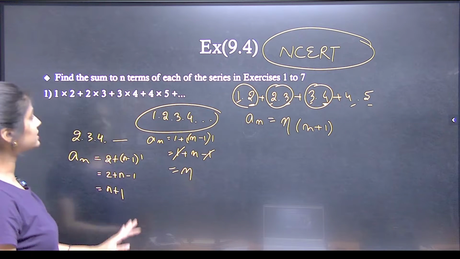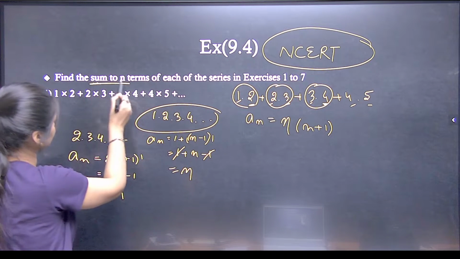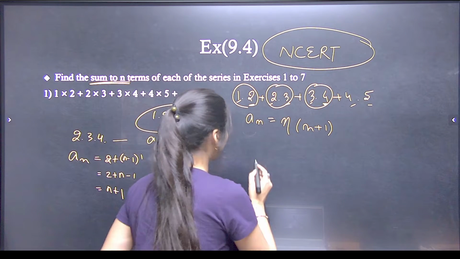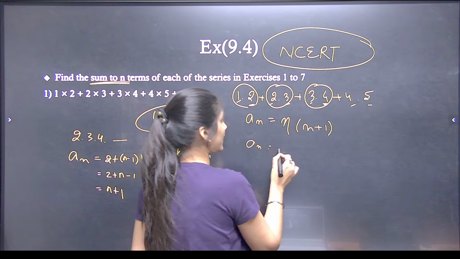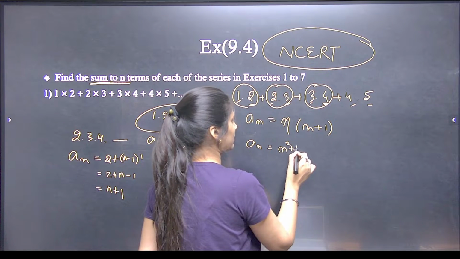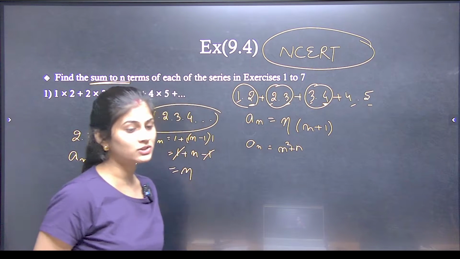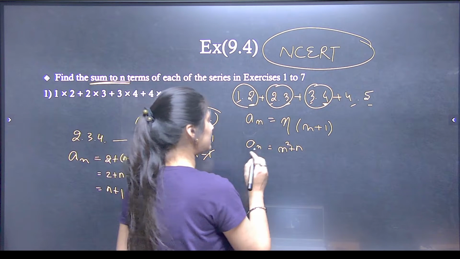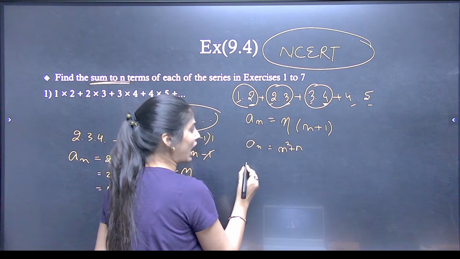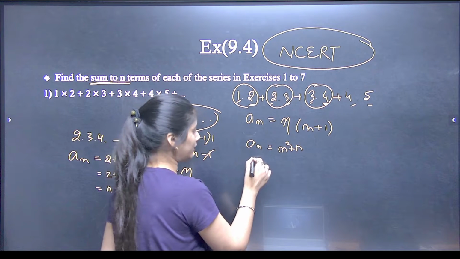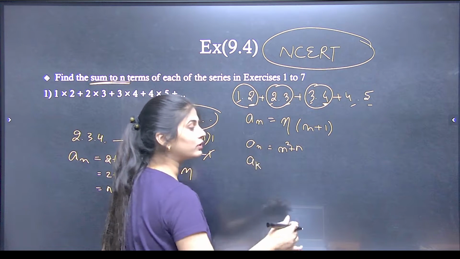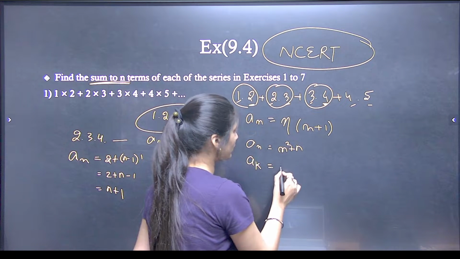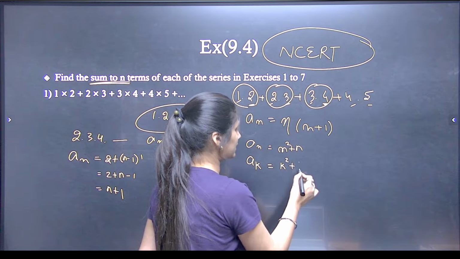Now the question says that you have to find the sum to n terms. So how can we do this? First of all, our nth term is n square plus n, isn't it? Now, see, you have to write the equation in terms of k. So you have to replace n by k. So I am writing a k is equal to k square plus k.